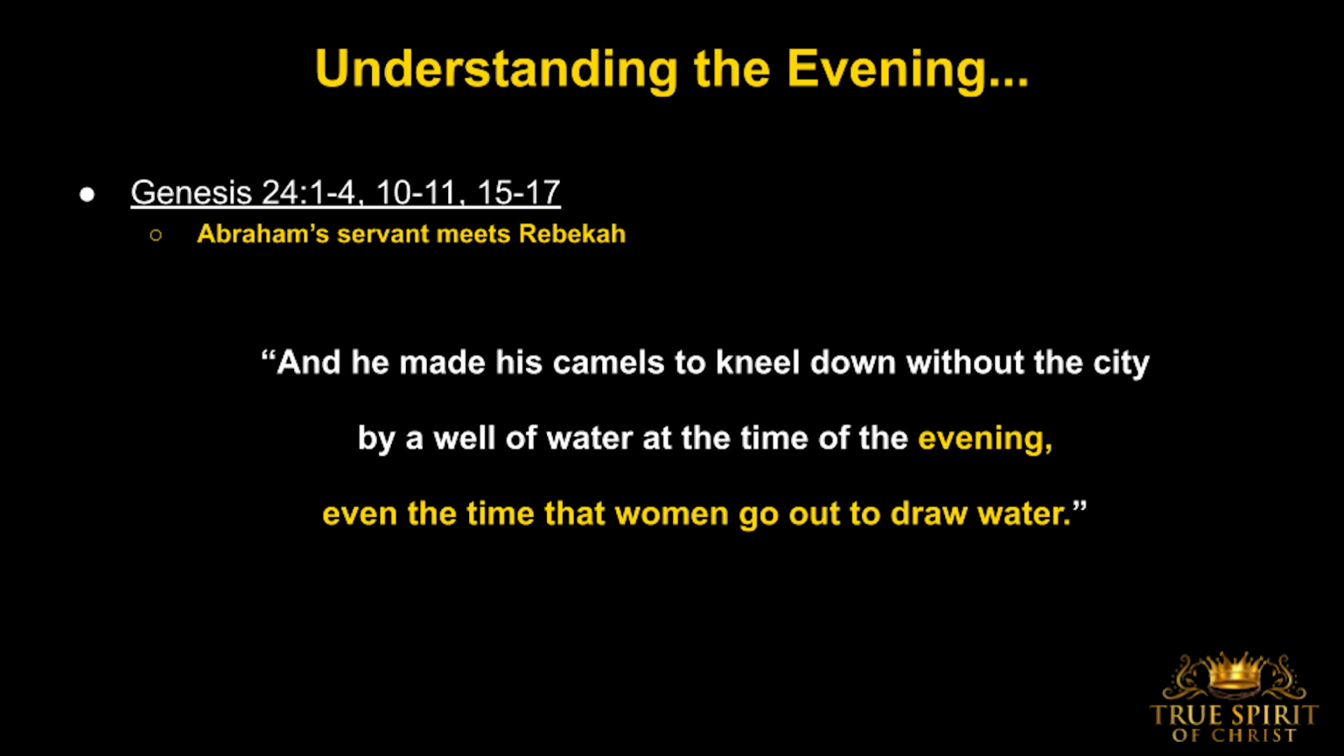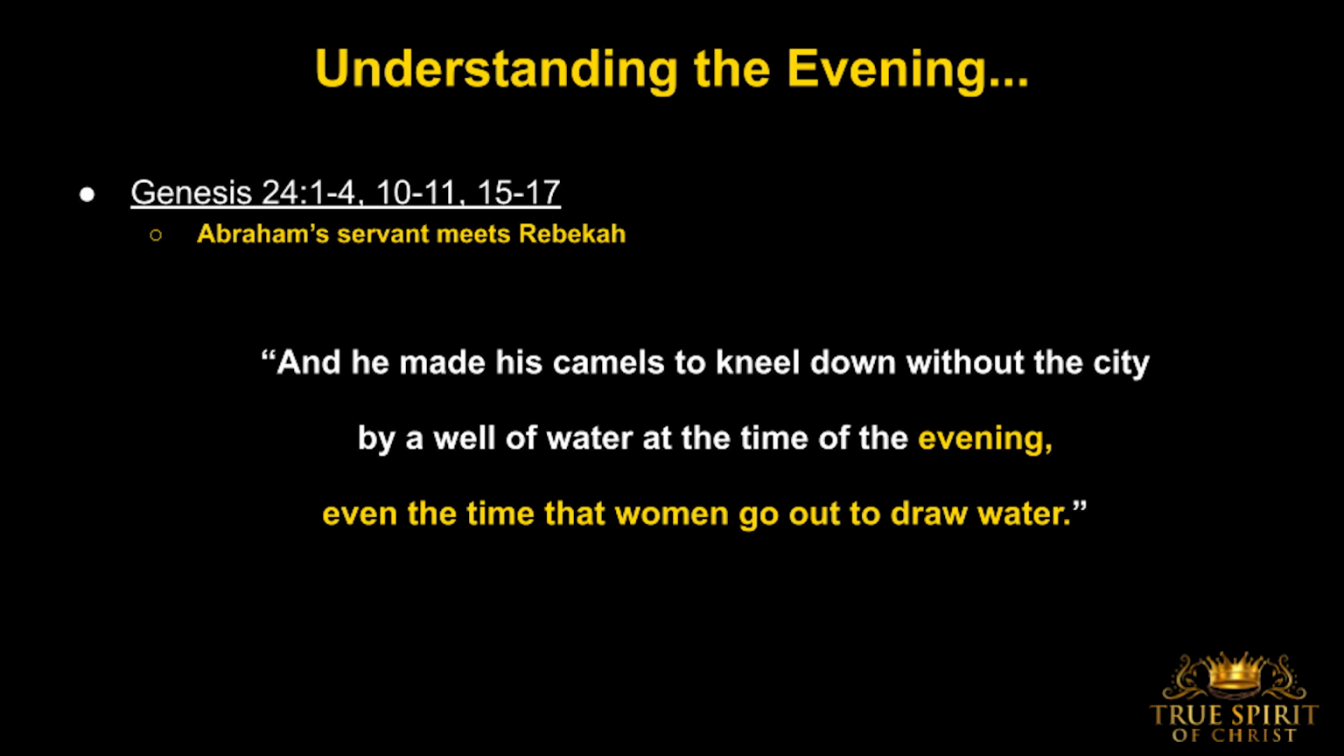Now, when we go to verse 15, it says, And it came to pass, before he had done speaking, that, behold, Rebekah came out, who was born to Bethuel, son of Milcah, the wife of Nahor, Abraham's brother, with her pitcher upon her shoulder. And the damsel was very fair to look upon, a virgin, neither had any man known her. And she went down to the well and filled her pitcher and came up.